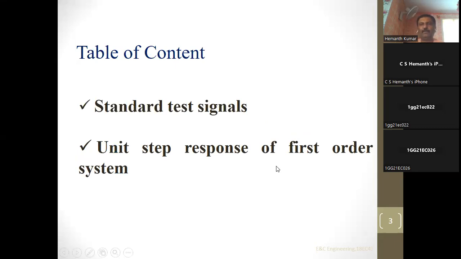Next, how about the flow? The flow is similar to this. First, we need to understand something associated with the feedback control system, that is the time response. Normally, the response of any control system or feedback control system is the sum of two responses. One is the transient response and one more is the steady state response. First, we will understand the difference between transient response and steady state response.